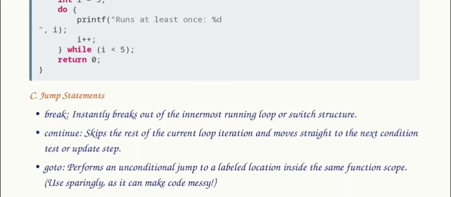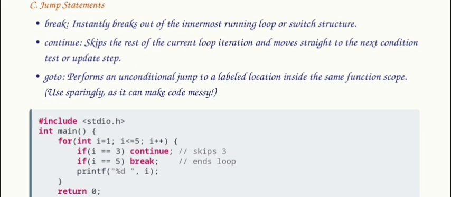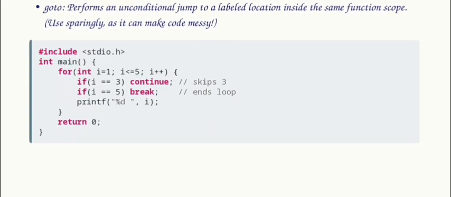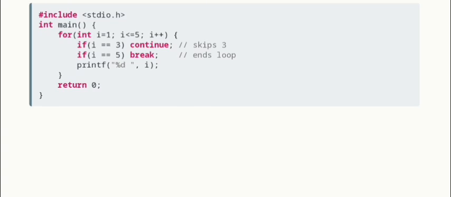Note down the program. Next, there come the jump statements. The first one, break. It instantly breaks out of the innermost running loop or switch structure. Continue. It skips the rest of the current loop iteration and moves straight to the next condition test or update step. Goto. It performs an unconditional jump to a labeled location inside the same function's code. Use it sparingly as it can make code messy. You can clearly see a program which shows the continue, break, and jumping statements.